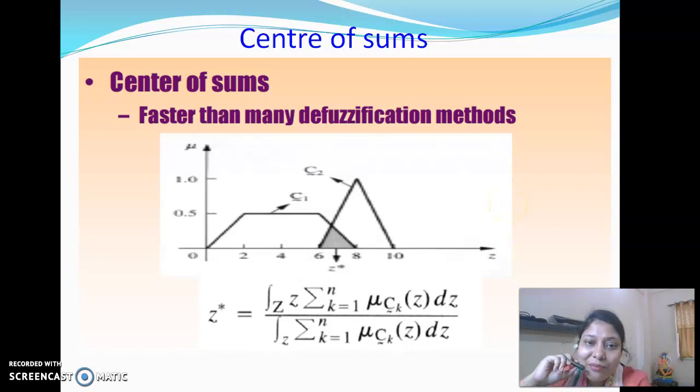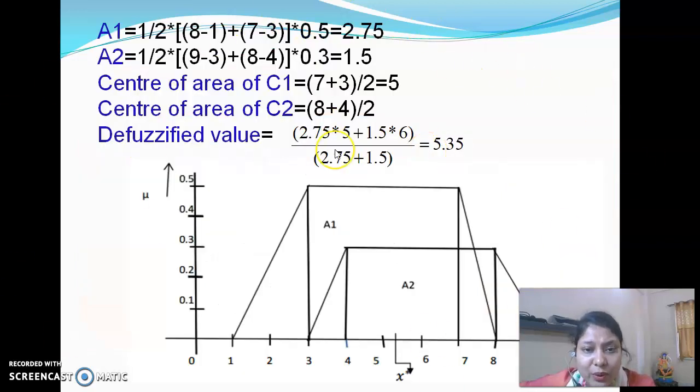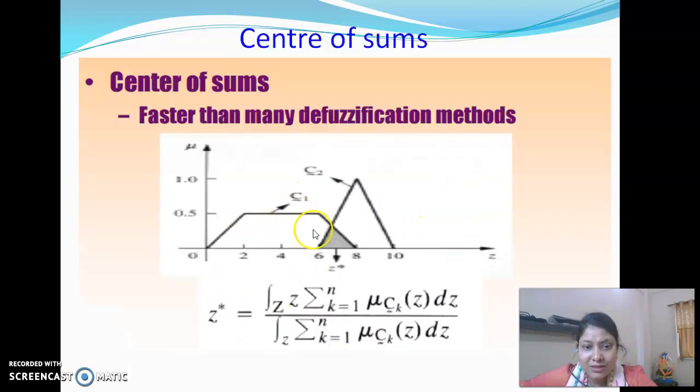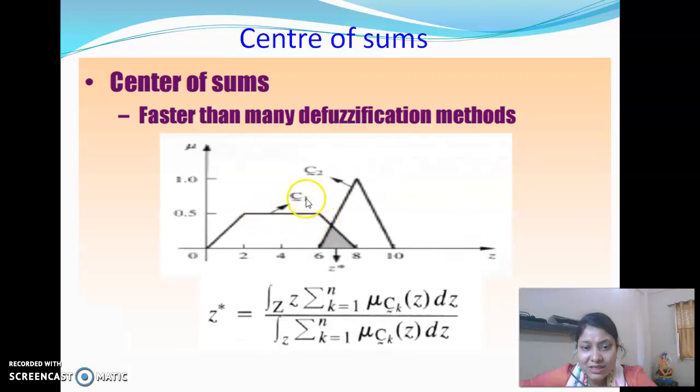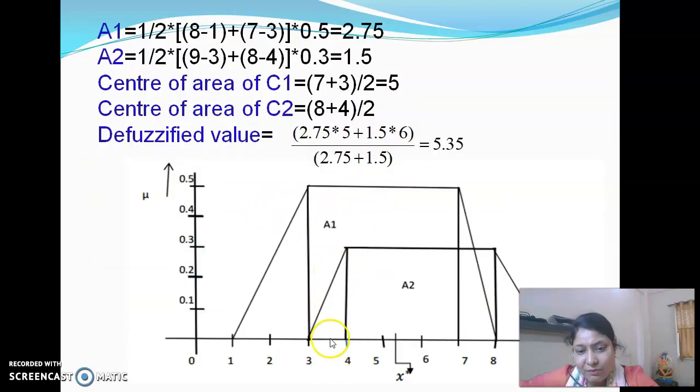Okay, students. So we have come back with the slides where we left our lecture. We were discussing the center of sums, where we are going to deal with one example. So here you can see that we have two membership functions. One is the membership function, or we can say the fuzzy set, that is C1. This is one fuzzy set, and obviously we have one membership function related to this C1 fuzzy set, and we have another membership function.